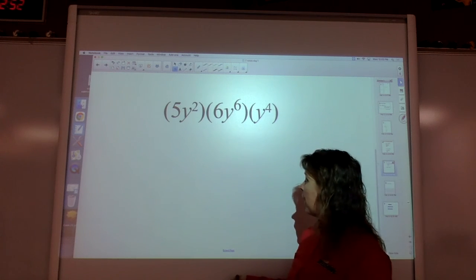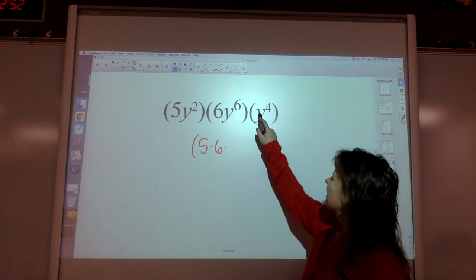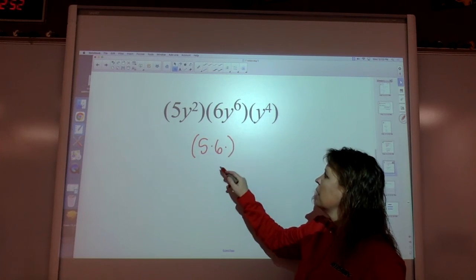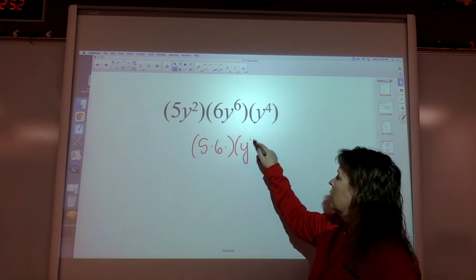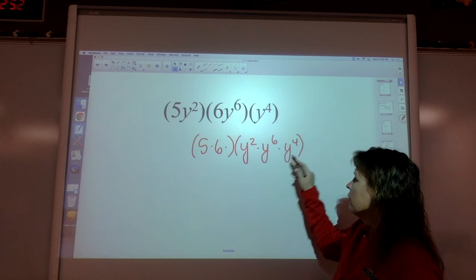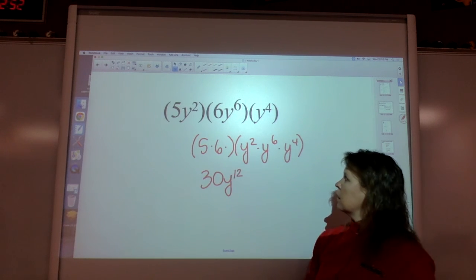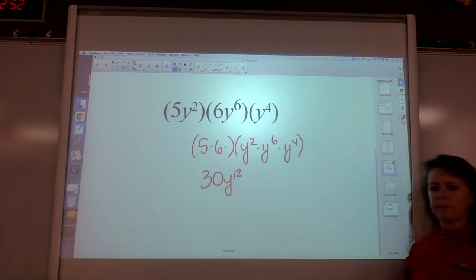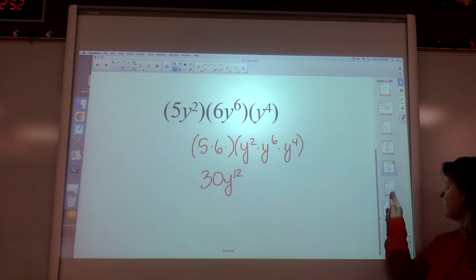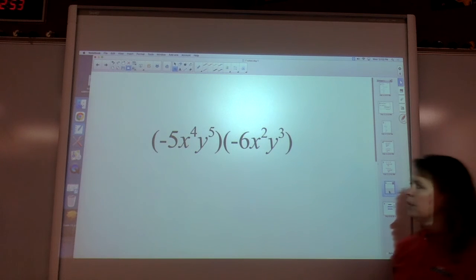All right, you're back. If you did the community properly, you took 5 times 6. If you want to, you can put a 1 in there, but you don't really have to. And you put y squared, living with y to the 6th, living with y to the 4th. Again, the commutative property. And you get 30y to the 12th. A little messier, but still very doable.